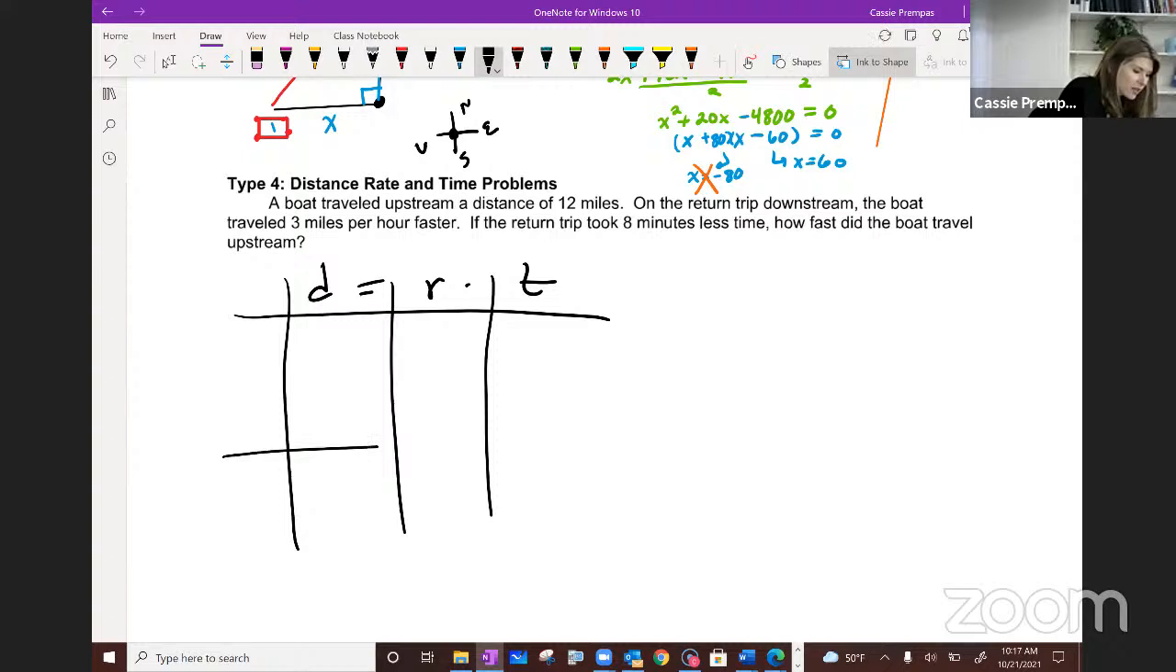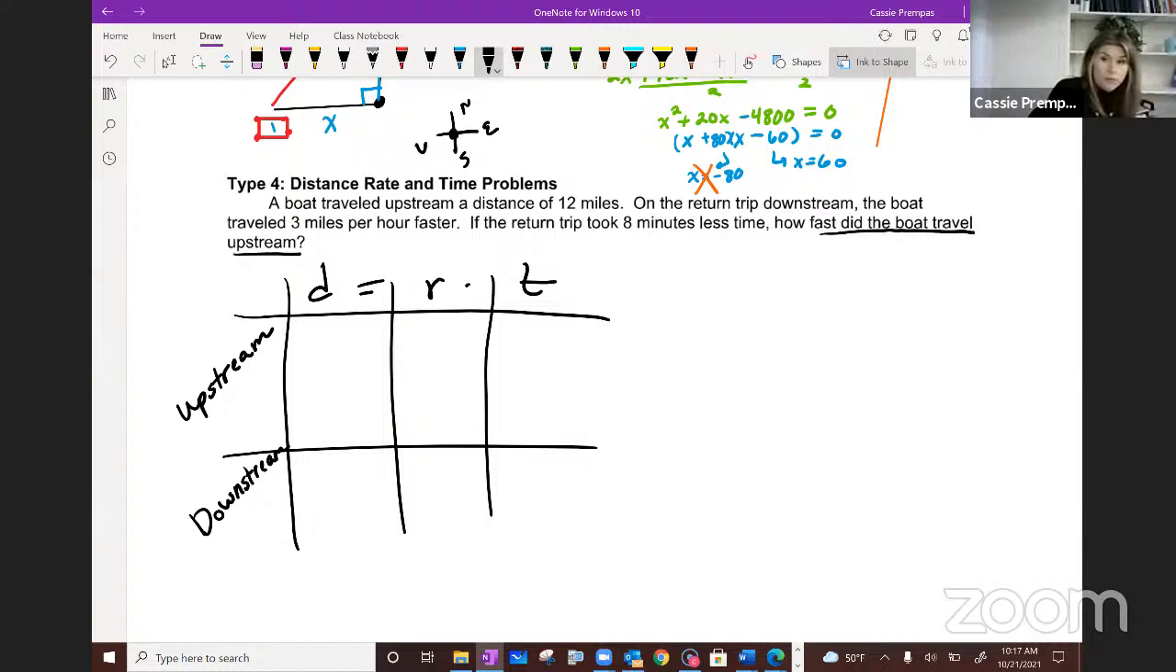There's two pieces I'm comparing. The boat is going upstream and the boat is going downstream. I like to start at the end of the problem because that tells me where I'm going to begin in my chart. It says, how fast did the boat travel upstream? So I'm going to let x represent the rate the boat travels upstream. So that means this would be x.